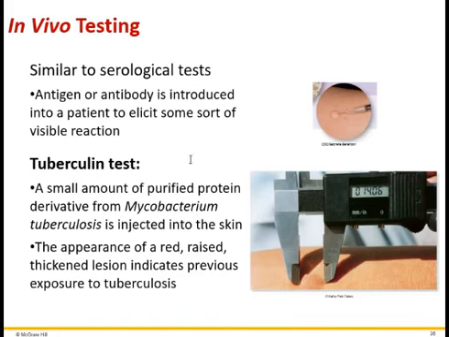So there are also in vivo tests, and in vivo tests are ones that are similar to serological. They introduce antigen or antibody to the skin and you get some sort of visible reaction. The tuberculin skin test is actually a result of a hypersensitivity. It's a type 4 hypersensitivity, but getting a red raised thickened lesion would indicate that you had exposure to tuberculosis. So that's another type of test, but this is more in vivo, not in vitro.